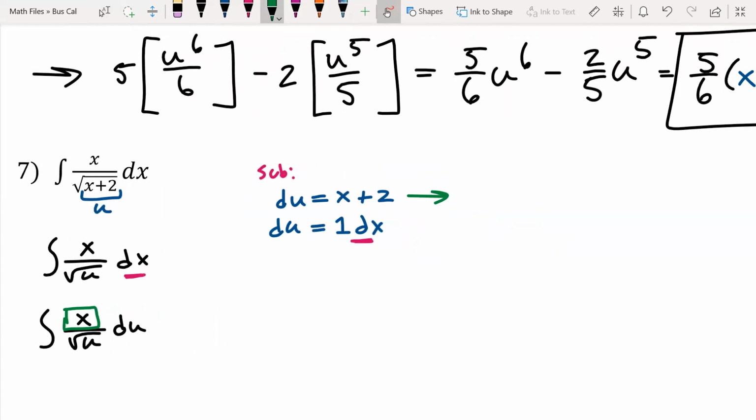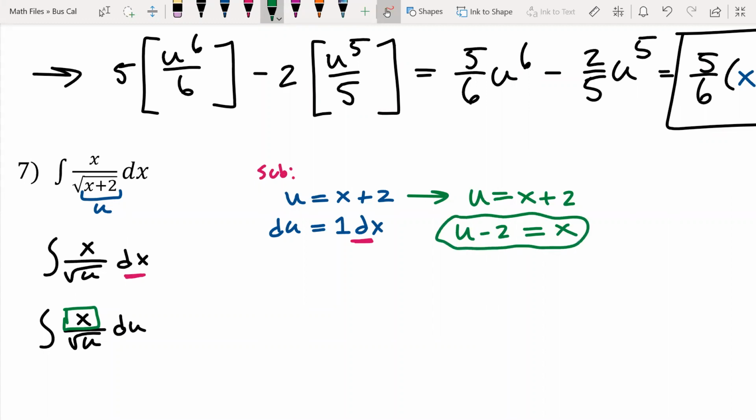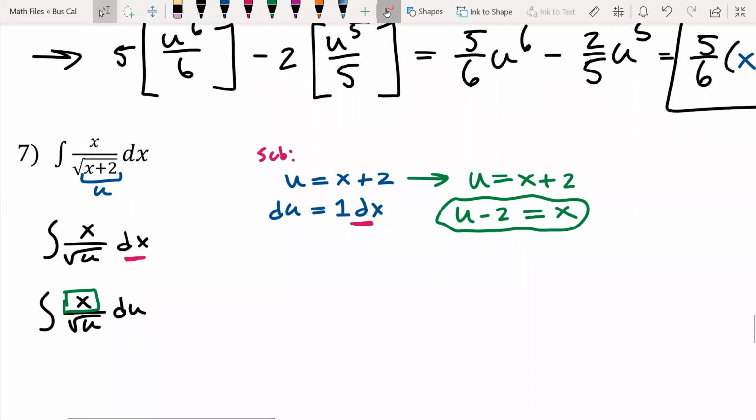Oh, sorry, maybe I'm skipping too many. That should have just been u. There we go. Okay, and here's our sub. I rewrite this: u equals x plus 2. Subtract that 2 over: u minus 2 equals x. So that's what's going in for that x.